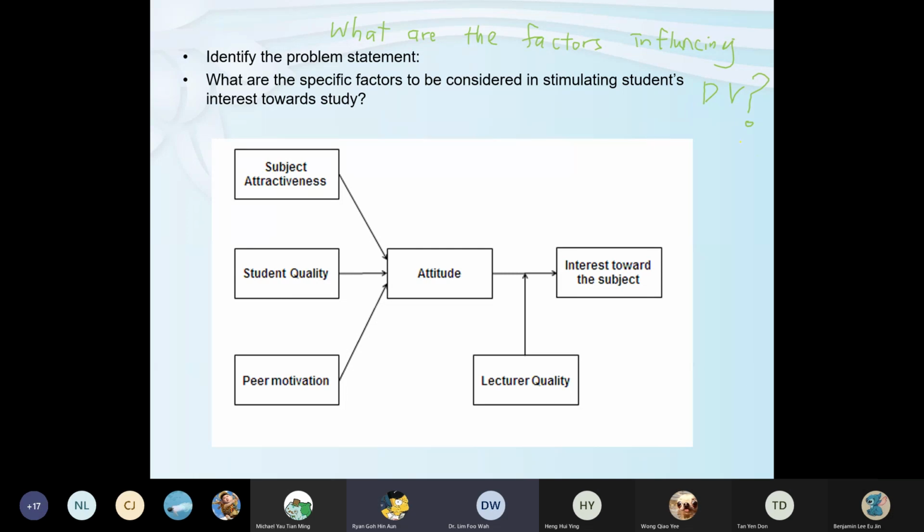Okay, over here, when you write the problem statement and you ask the what, remember to put a question mark here. If you forgot to put a question mark, no marks for you. For you to get the complete mark for the problem statement, remember to put a question mark. What are the factors influencing DV? So let's say you see this kind of question.